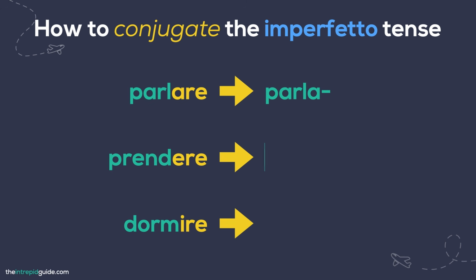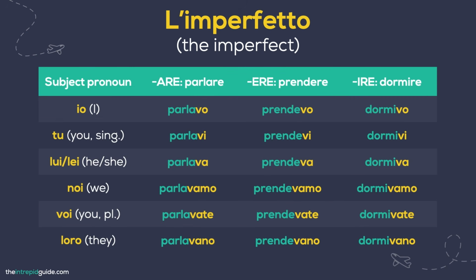It's also the tense that you'll use to describe the past, such as what the weather was like, how someone looked, or how you felt. Here's how to conjugate the imperfecto. You drop the re from the full infinitive verb to get the stem. And what we're left with is, from parlare, we get parla, from prendere, we get prende, and from dormire, we get dormi. And then we add the following endings. Take a look at this table.